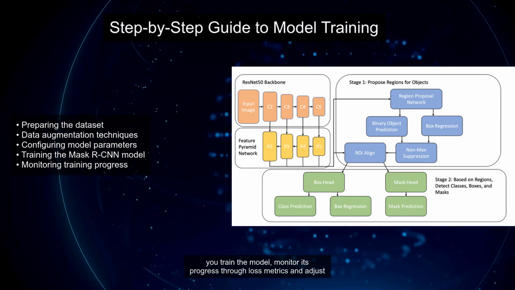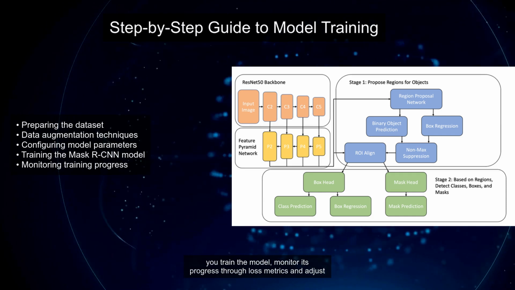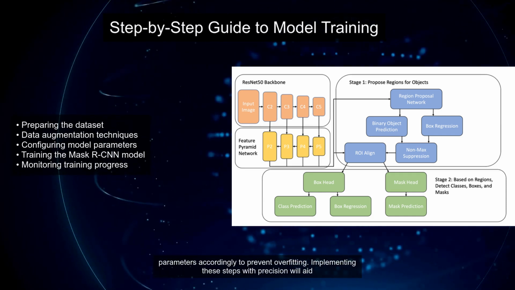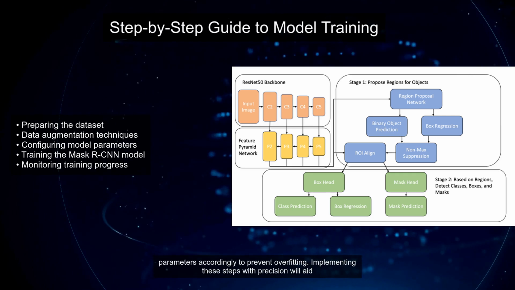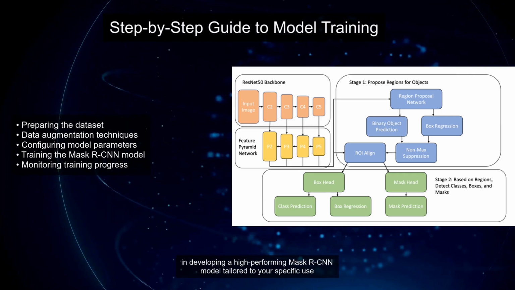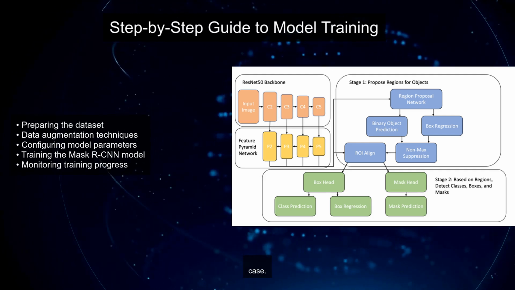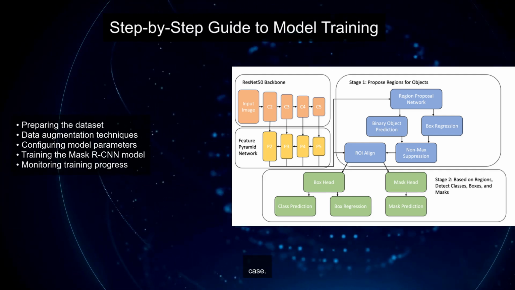Utilize frameworks like TensorFlow's Keras API for a streamlined training process. As you train the model, monitor its progress through loss metrics and adjust parameters accordingly to prevent overfitting. Implementing these steps with precision will aid in developing a high-performing Mask R-CNN model tailored to your specific use case.